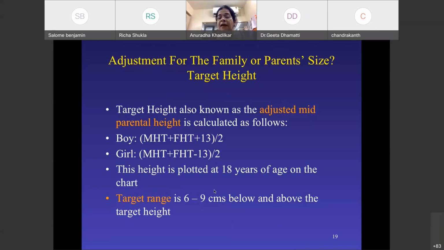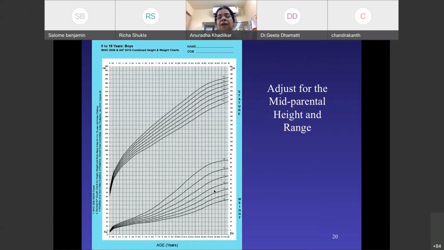But we discussed last time that you have to be sure that the parents have achieved their nutritional potential. If you are seeing a child who has just come from a rural area to live in the city, you will find that the parents have not reached their genetic potential. Then you cannot judge the child's height only on the basis of the parents' height. This is something you need to keep in mind. This is how we adjust for parents' height.